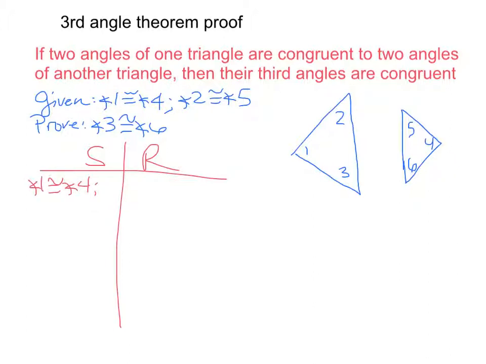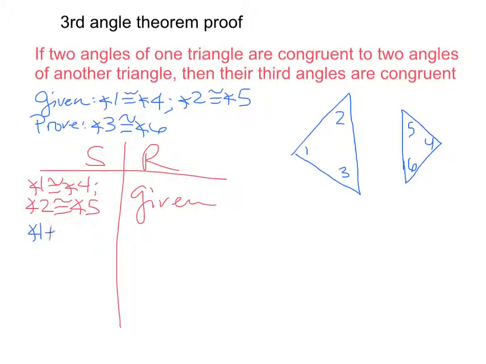And again, if your triangles look different than mine, not a big deal, okay? You just have to have two triangles and have a given that looks kind of like this. You could have labeled them A, B, C, and D, E, F, or whatever letters you wanted. So we've got that.